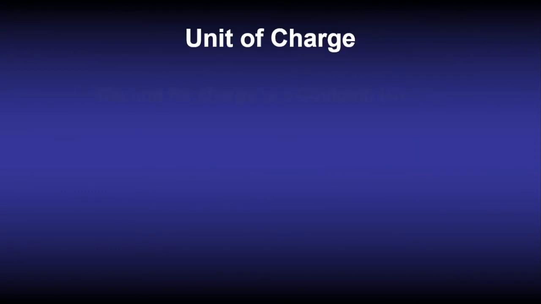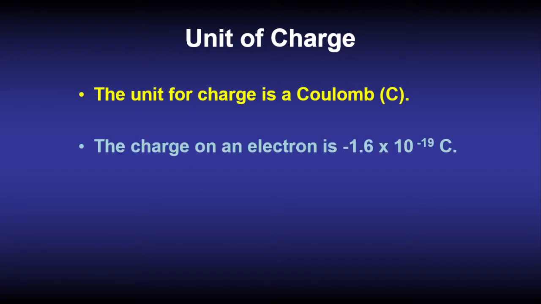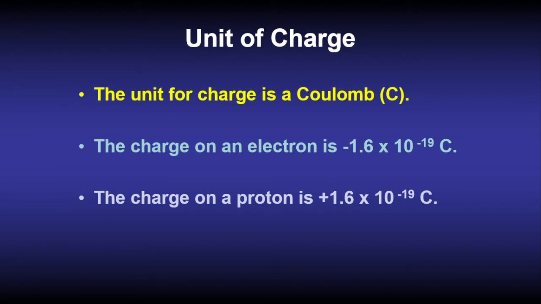Let's talk about the unit of charge. Well, we mentioned this in our last notes, and the unit for charge is just the coulomb. The way we abbreviate coulomb is with a capital letter C. The charge of an electron is negative 1.6 times 10 to the negative 19th coulomb. The charge of a proton is the same thing except positive, so positive 1.6 times 10 to the negative 19th coulomb. Both of these charges are extremely small, it's just that the electron is negative and the proton is positive.